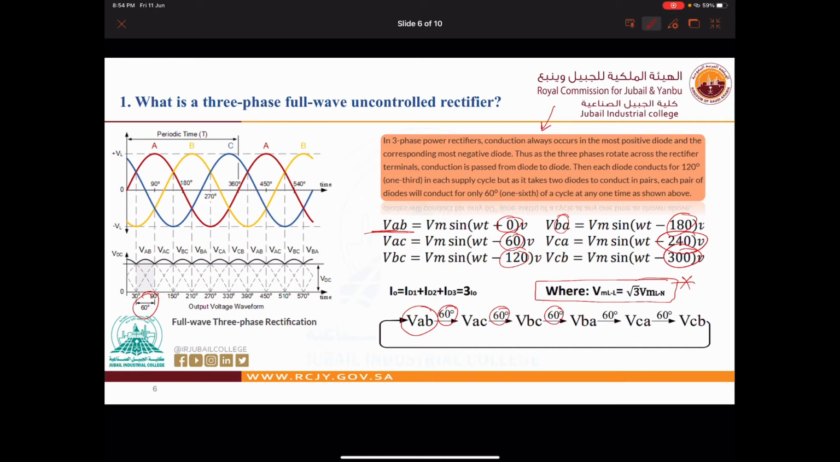This is from circuit 2, shabab. Okay, and in order to find the total current, which is I out, we should add ID1 plus ID2 plus ID3, and 3 multiplied by I out. This is the average output current.